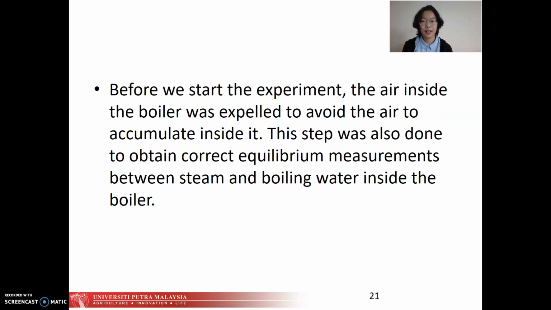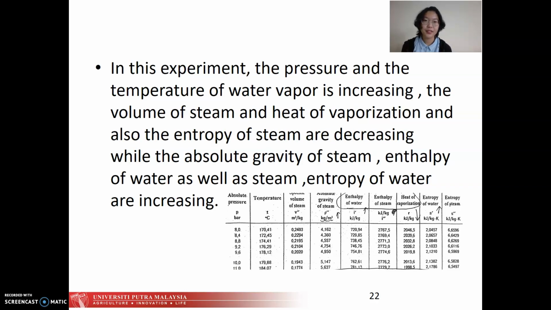Before we start the experiment, the air inside the boiler was expelled to avoid the air accumulating inside it. This step was also done to obtain correct equilibrium measurements between steam and boiler water inside the boiler. In this experiment, the pressure and the temperature of water vapor are increasing. The specific volume of steam, the heat of vaporization, and also the entropy of steam are decreasing, while the absolute gravity of steam and enthalpy of water as well as entropy of water are increasing.